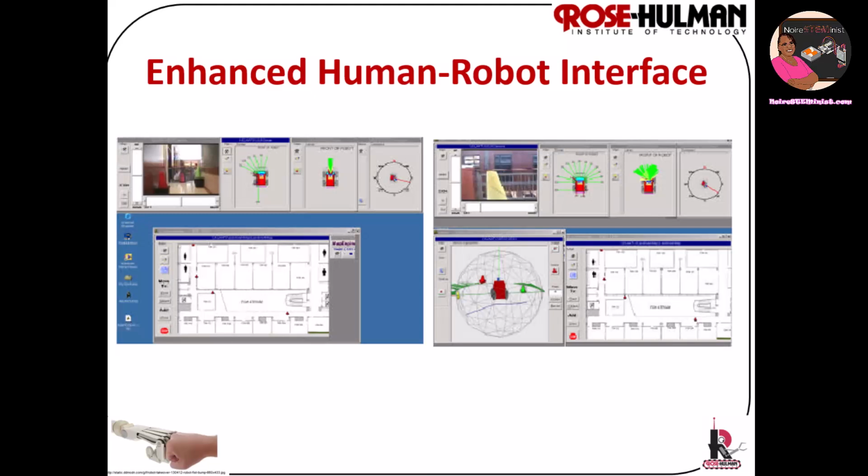And you need to be thinking from the perspective of someone who is not as familiar with your interface, not as familiar with your robot. What types of things would they like to see? What kind of things would be most helpful for them as they complete that mission or task?